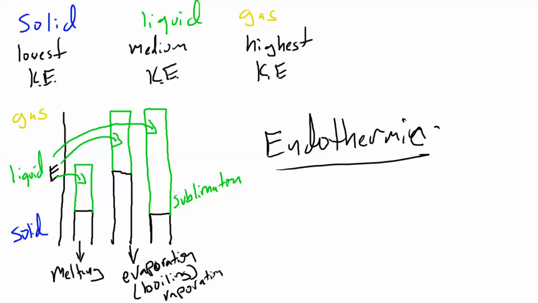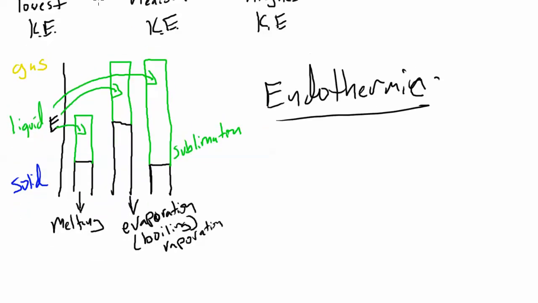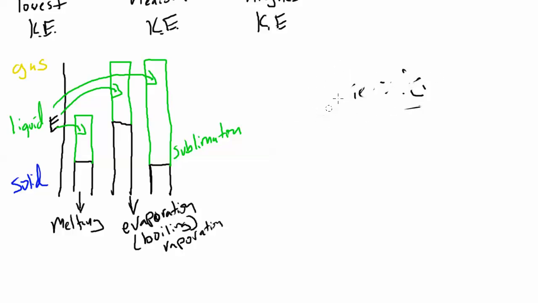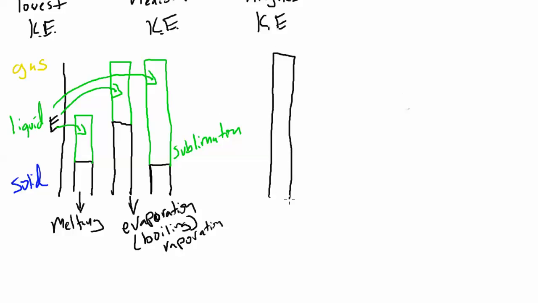So let's look at the other side of this then. I'll erase my endothermic here real quick. If we have a gas and we want to change it to a liquid, so now we have a gas and we want it to become a liquid, that means we actually have to remove energy, right? We have to take energy out of that matter in order for that to happen.